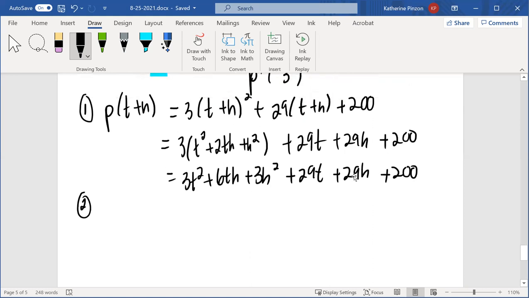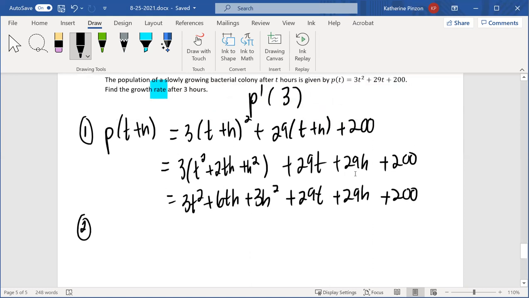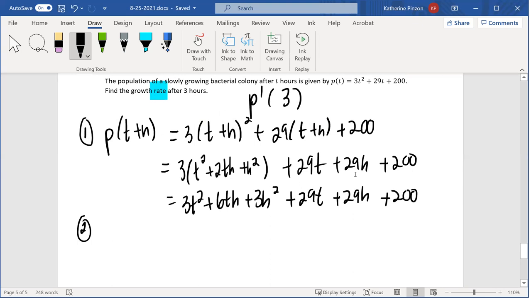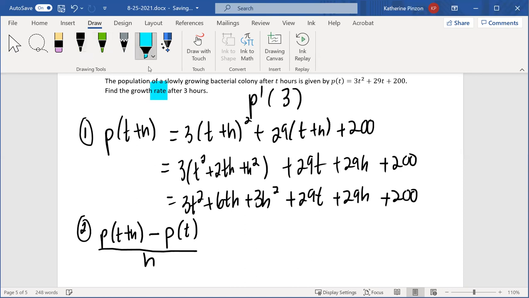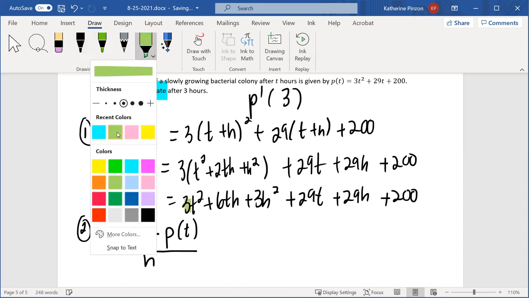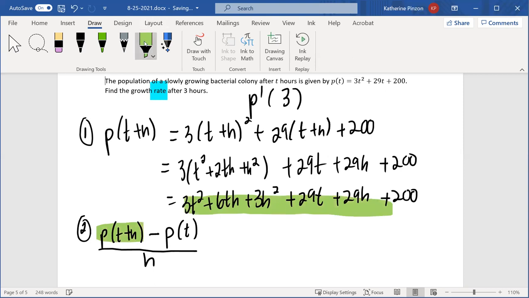Absolutely. At the very top. The very top, absolutely. Okay, what's the second step? Right. Absolutely. So I need this guy that I just computed. I need my original function up here, and I'm going to divide it by h.